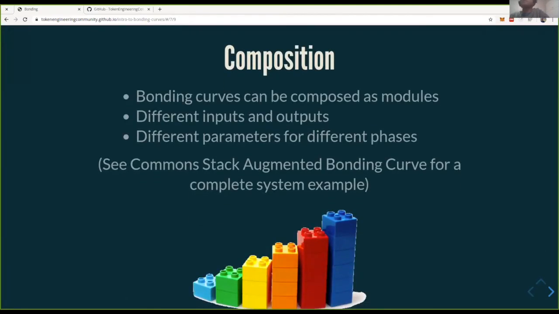A token engineering system often has a very modular makeup where you could compose different bonding curves with different inputs and outputs. You could have different parameters for different phases of your project or system. And this is a very useful feature of bonding curves, which the Commons Stack augmented bonding curve uses very well in composing a more complex system around voting.